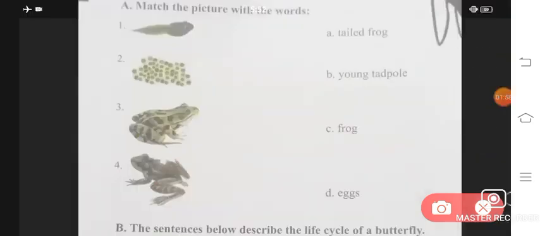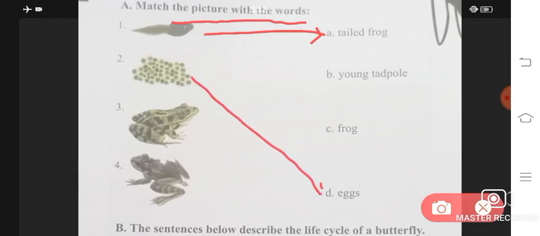Yeah, that's it. Next question is, match the picture with the words. Which frog stage is known by which name? So number 1 is your tailed frog. Then number 2 is your eggs. Number 3 is your frog. And number D is your young tadpole.